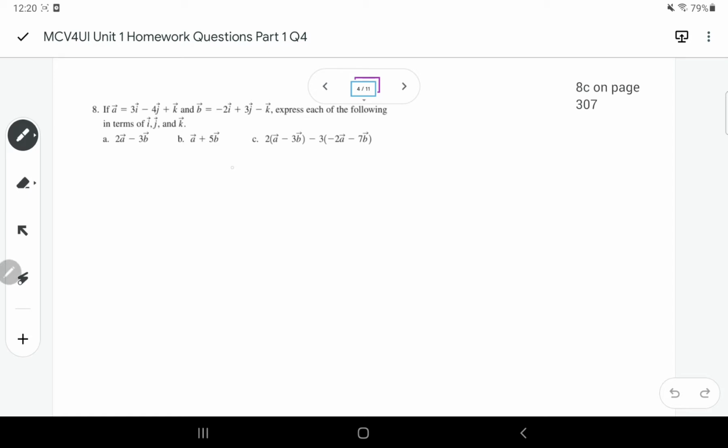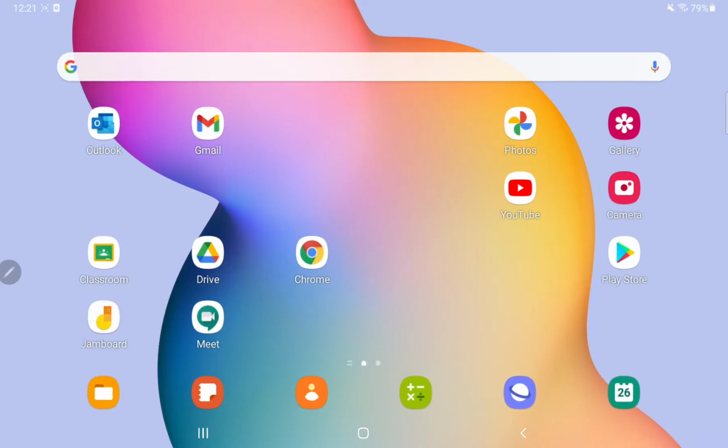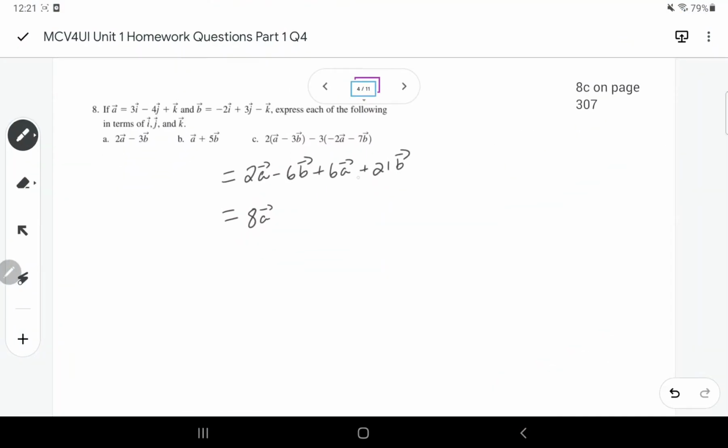So for 8C, we've got this kind of combination of vectors A and B. I would simplify before I go and sub in the unit vector form for A and B. So here I'd say that this is 2 times vector A minus 6 times vector B plus 6 times vector A plus 21 times vector B. So that's 8 times vector A plus 15 times vector B. And then I'd take the values for A and B and substitute those in.